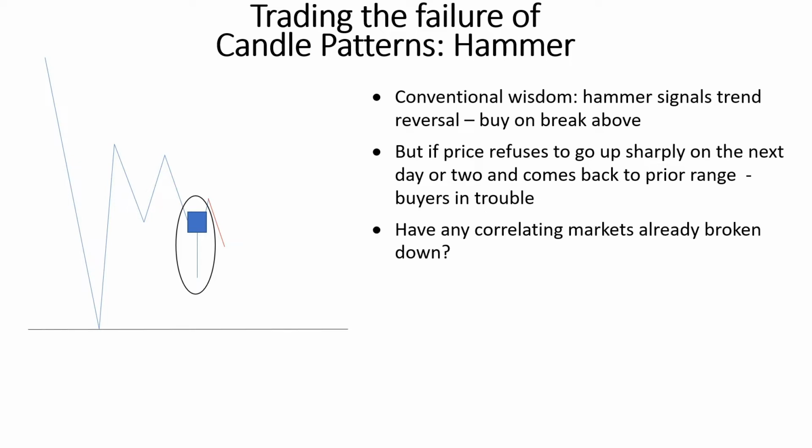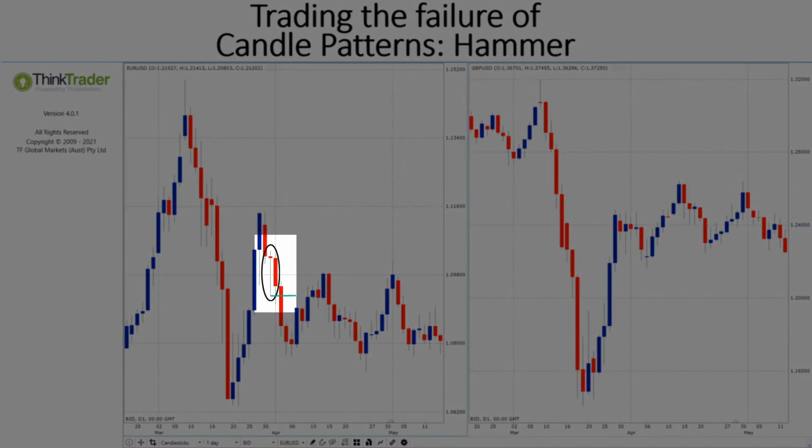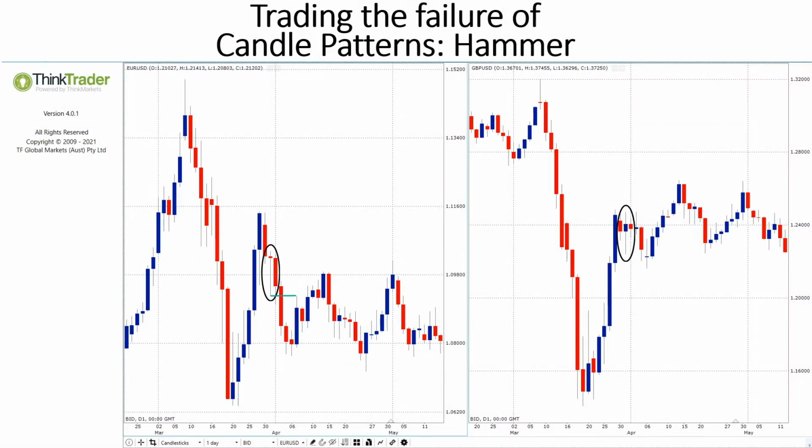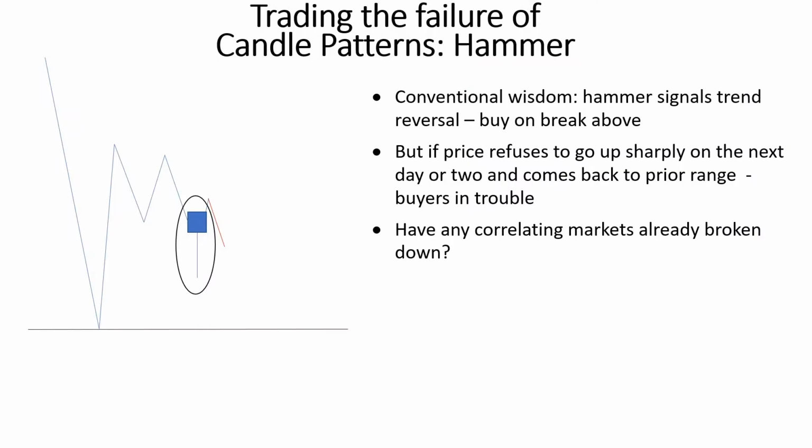First, are there any correlating markets breaking lower? For example, the euro dollar may have already broken its corresponding hammer low, but the pound dollar hasn't. In this case, the latter is likely to do so next, as the dollar is already on the rise against the euro. Secondly, how price behaves after a hammer candle is formed also gives us good clues about what might happen next. For example, if price refuses to show bullish characteristics on the lower time frames despite the hammer candle in the previous day, then you can expect a breakdown.